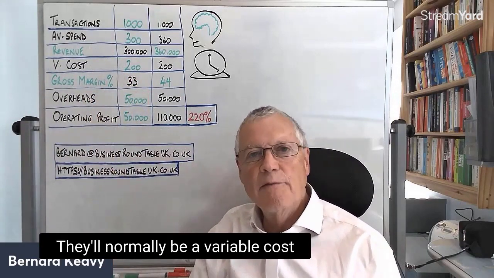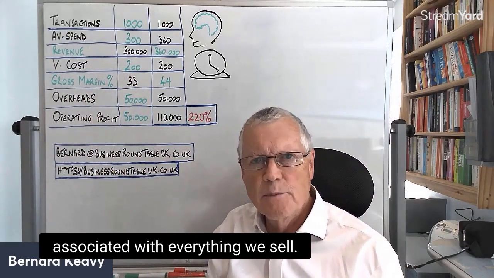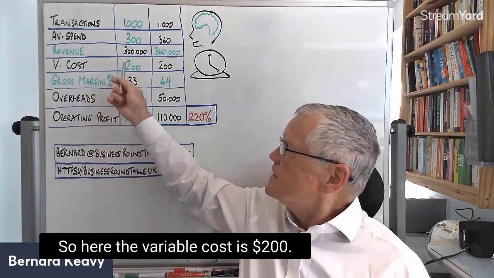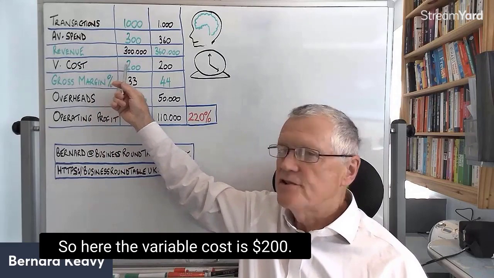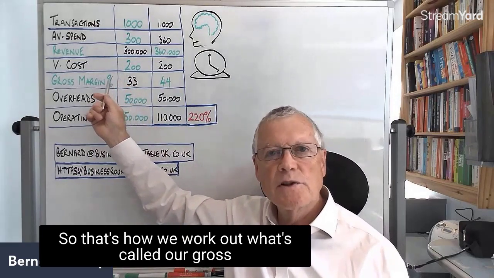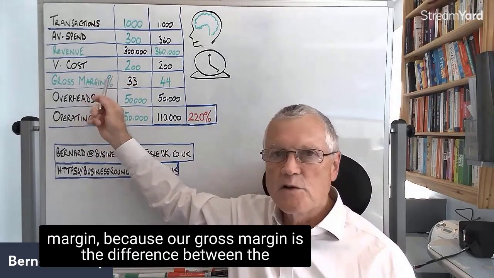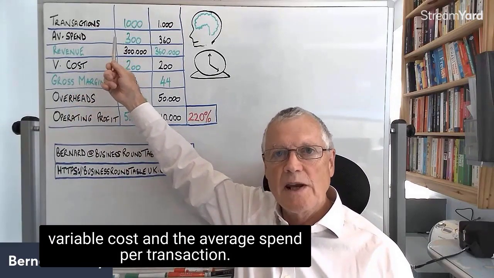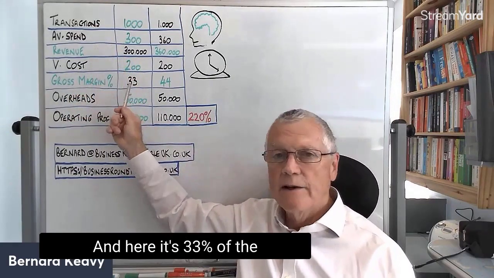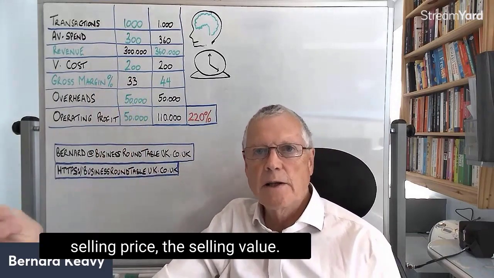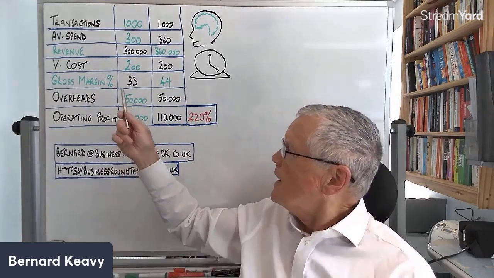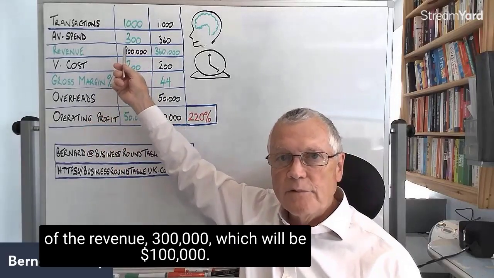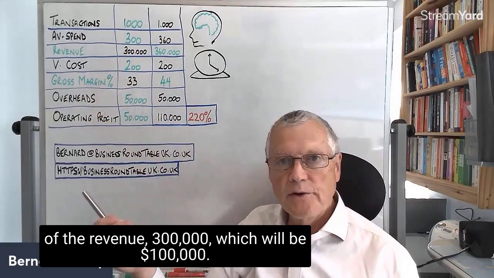There'll normally be a variable cost associated with everything we sell. Not necessarily, it depends on the type of business, but generally. So here, the variable cost is 200. So that's how we work out what's called our gross margin, because our gross margin is the difference between the variable cost and the average spend per transaction. And here it's 33% of the selling price, the selling value. So therefore, our gross profit will be a third of the revenue, 300,000, which will be 100,000.